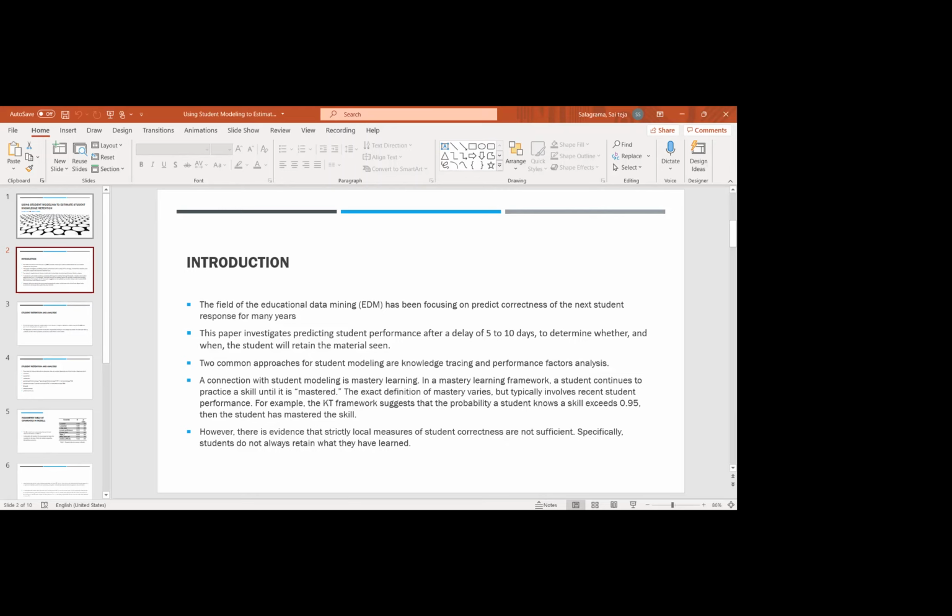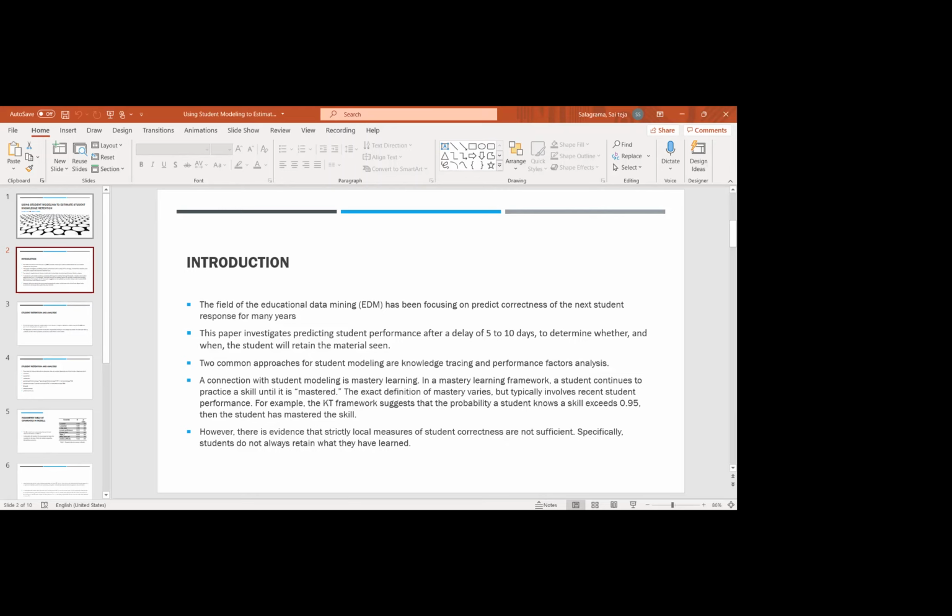PFA also takes the form of a logistic regression model. It predicts whether the student will respond to an item correctly and estimates coefficients of the number of correct and incorrect responses that maximize predictive accuracy.